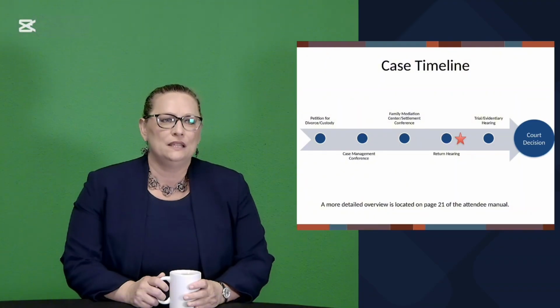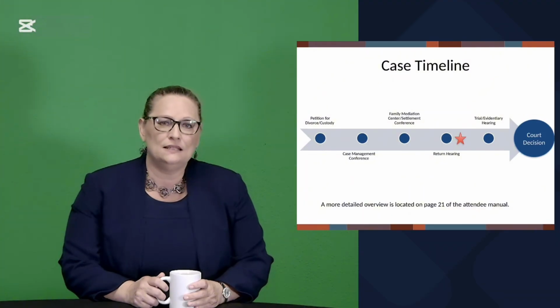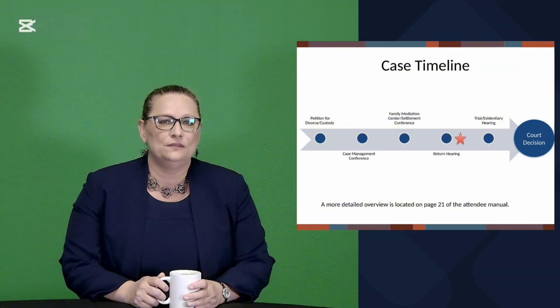If you do have a settlement conference or a mediation, the court will generally set a return hearing to check back in and see if you've settled anything, what you've settled, and then figure out what still needs to go to trial. And then eventually there'll be a discovery process that's going on during this whole time frame where you guys are exchanging information. And at the end of it, anything that isn't settled is set for a trial or an evidentiary hearing. And at the conclusion of that trial or evidentiary hearing, the court will make a decision.